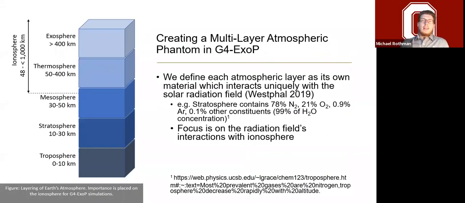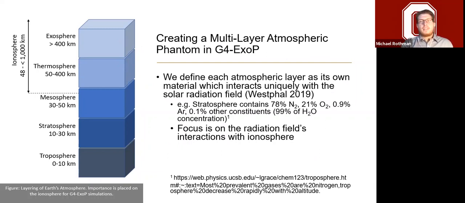Now, we talked a lot about the simulated atmospheric phantom, but how is it created and what does it look like? This is a multi-layer phantom with each layer representing a different atmospheric layer. You can see here on the left-hand side the atmospheric layering of the Earth's atmosphere. Each layer is composed of its own material in GN4XOP.